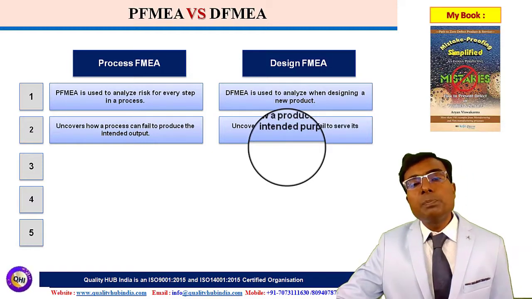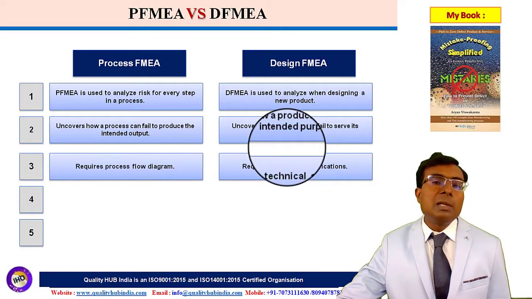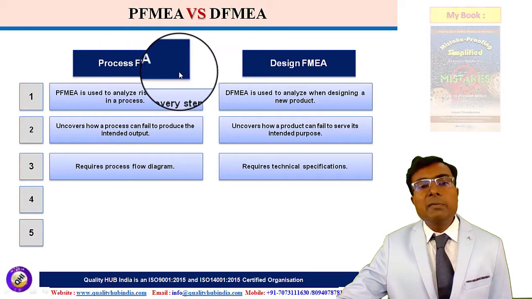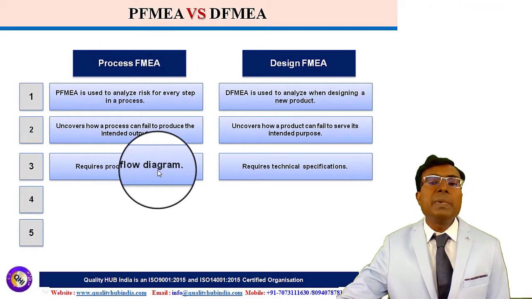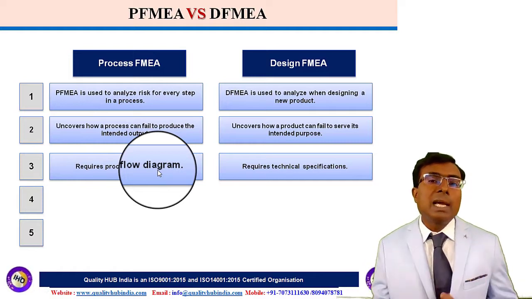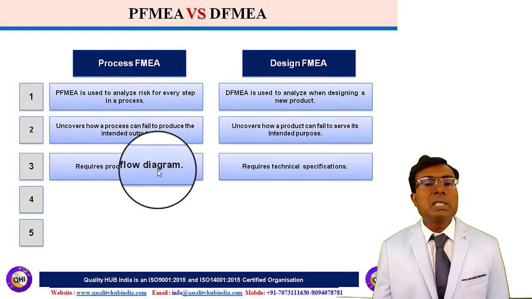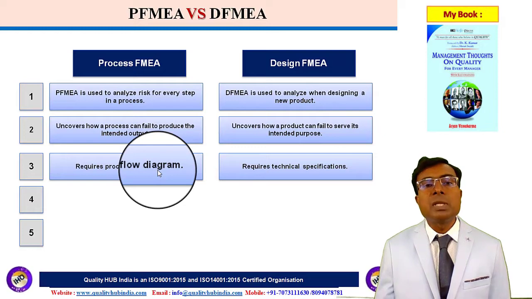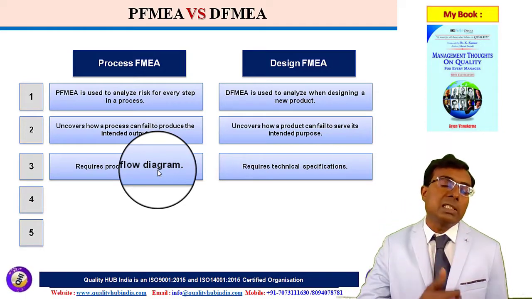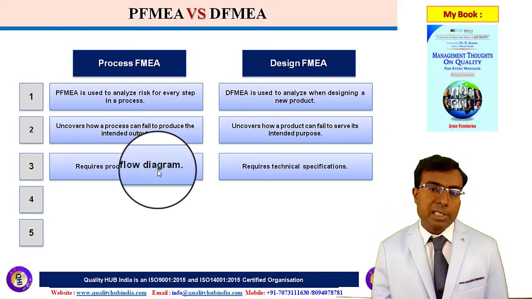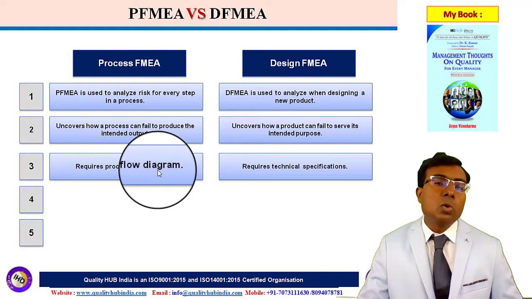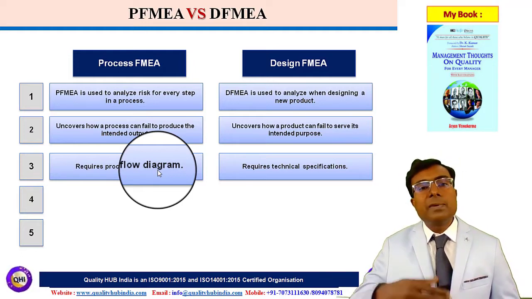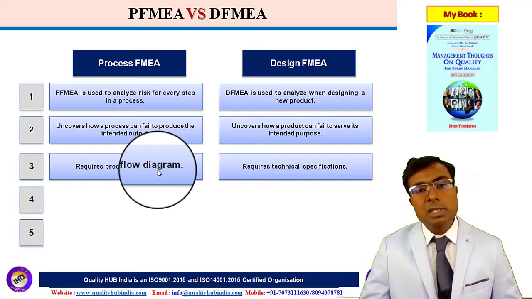If we talk about the prerequisite, which is the third element, while doing process FMEA, we require a process flow diagram, which is a prerequisite for making PFMEA. Because the process flow diagram, or PFD in short, basically provides the input of having different manufacturing process stages or service delivery stages. So with that, we can understand and we can identify and we can explore what could go wrong in different stages of manufacturing or service delivery.